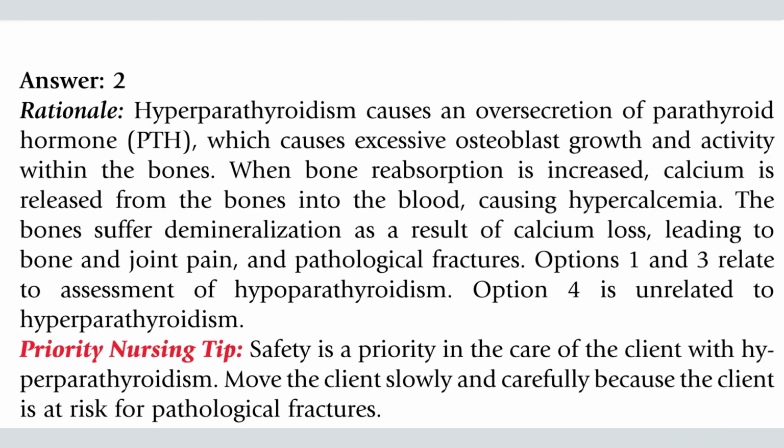Answer: 2. Rationale: Hyperparathyroidism causes an oversecretion of parathyroid hormone, PTH, which causes excessive osteoclast activity within the bones. When bone resorption is increased, calcium is released from the bones into the blood, causing hypercalcemia. The bones suffer demineralization as a result of calcium loss, leading to bone and joint pain and pathological fractures. Options 1 and 3 relate to assessment of hypoparathyroidism. Option 4 is unrelated to hyperparathyroidism.